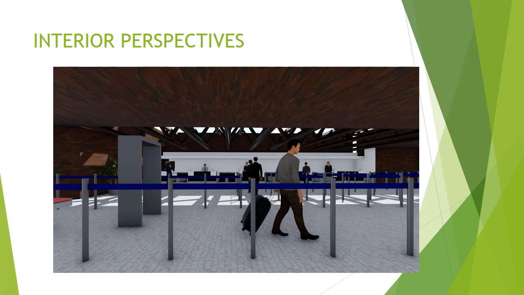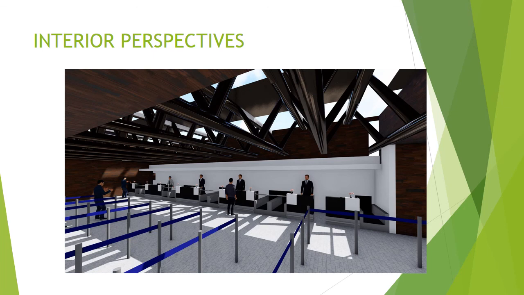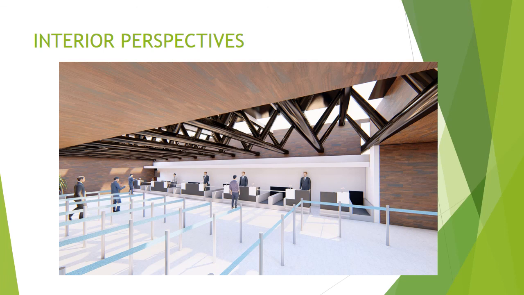This view shows the interior perspective of the queuing area of the check-in counters at the second floor, which is in the departure level. This scene shows the check-in counters at the second floor highlighted by the space frame and skylight roofing, which makes the building efficient through its source of light.